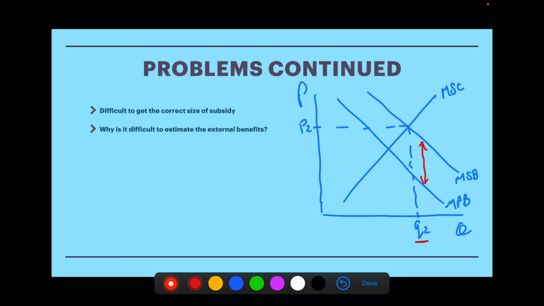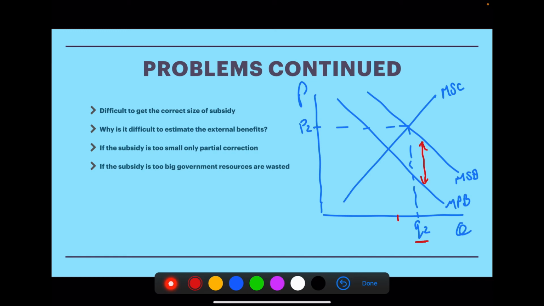Or in some essays it might be the external costs. So if the subsidy is too small, you're only going to get partial correction of the market failure. If it's too small, you're not going to shift the supply to the right by enough, and you're not going to correct the market failure fully. You might get to maybe there instead of Q2. Similarly, if the subsidy is too large and you're getting further to the right, then you've overcorrected and you're wasting the government's resources, and the government could have used those resources for something else.